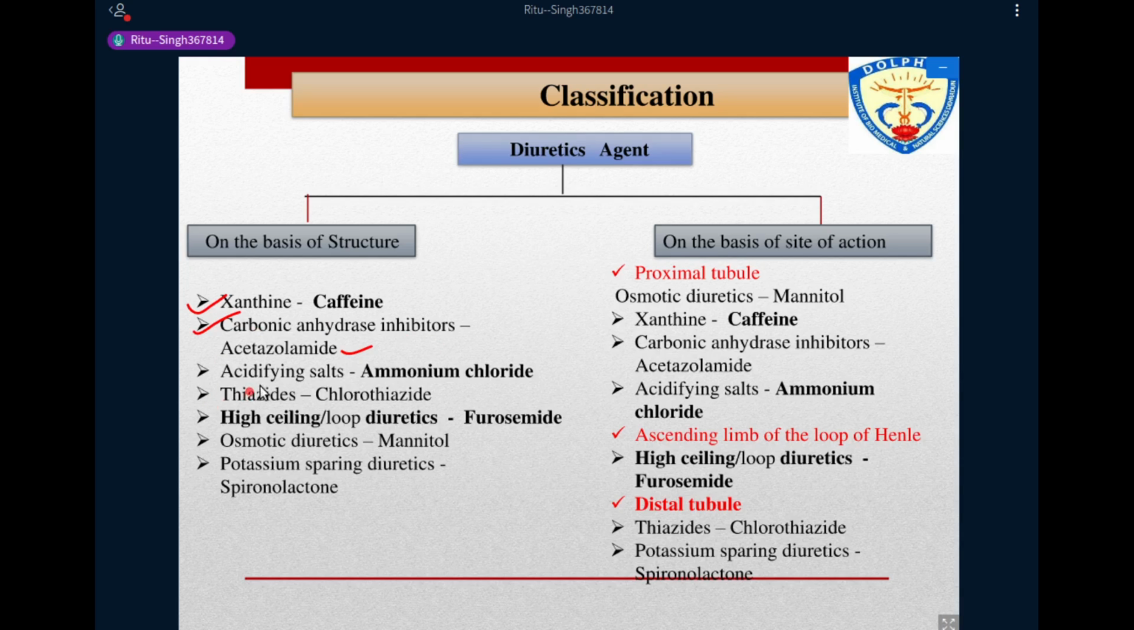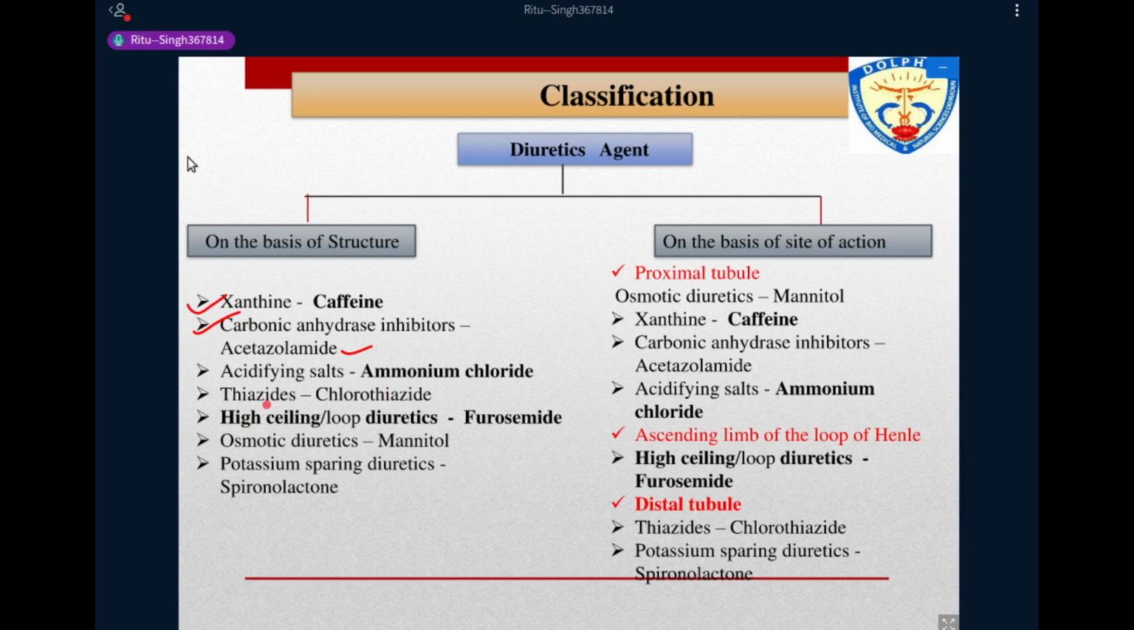The next category is called acidifying salts, also called acid forming salts. An example is ammonium chloride. Ammonium chloride had been used as a diuretic for many years before the development of currently used diuretics like thiazide and carbonic anhydrase inhibitor.